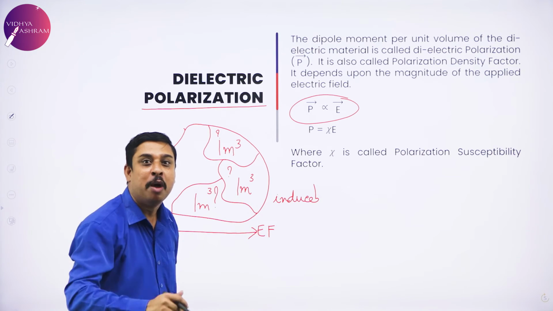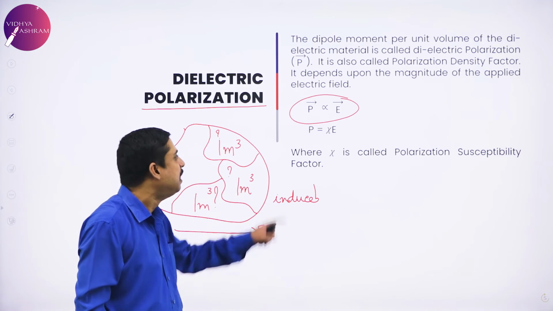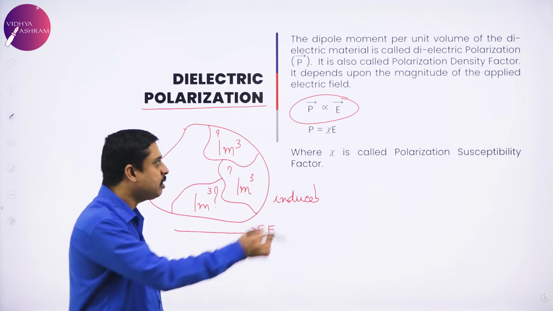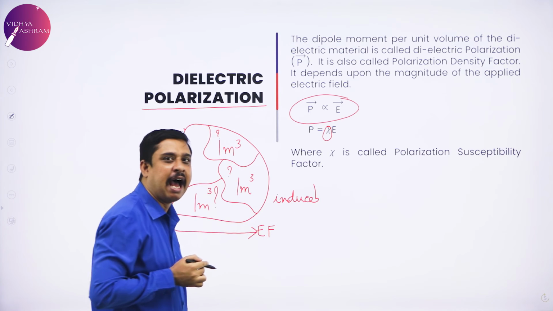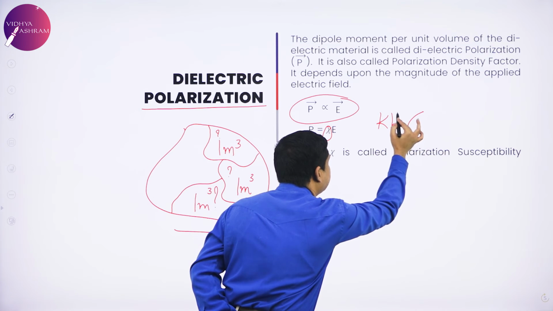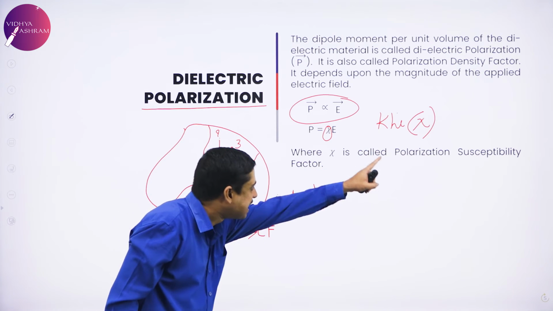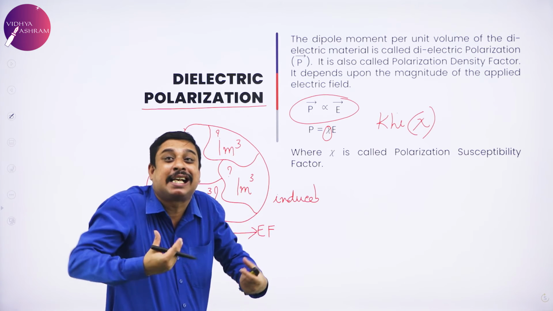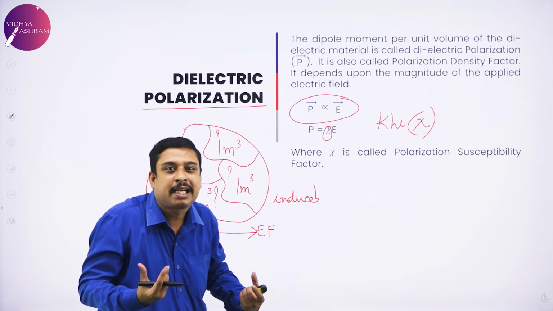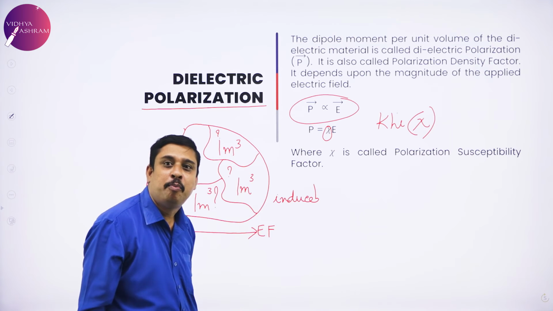If the field strength is more, polarization is maximum. If the field strength is less, dipole moment, that is polarization, is minimum. Therefore, vector P is directly proportional to vector E. Taking out this proportionality, I have introduced a constant. That constant is named chi, a Greek symbol, and it is called the polarization susceptibility factor. Susceptibility means acceptance: accepting the dipole moment per unit volume. I am accepting a factor here, the susceptibility factor, and this relates to dielectric polarization.